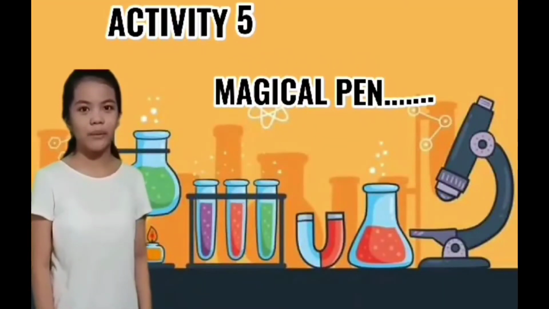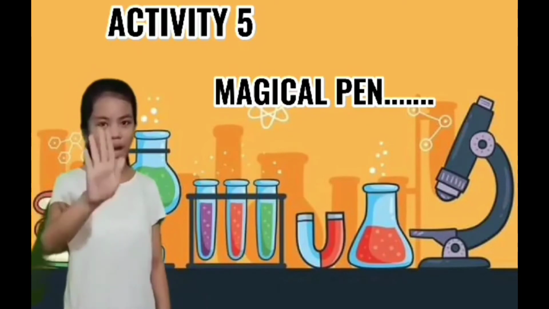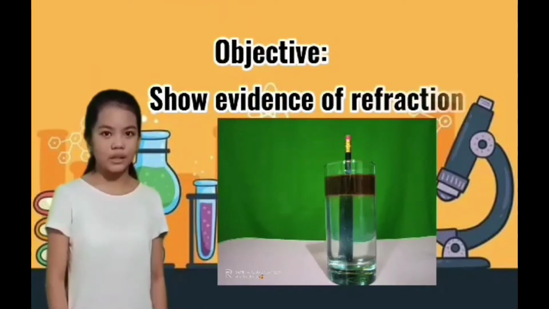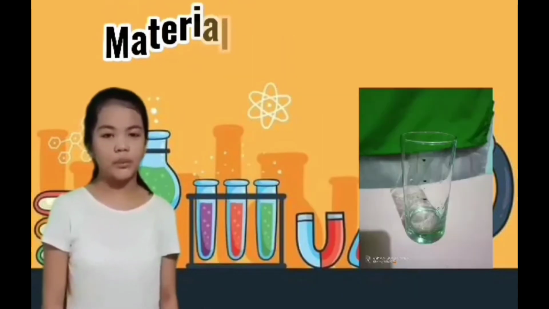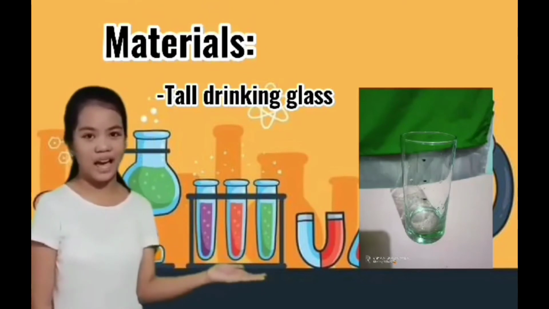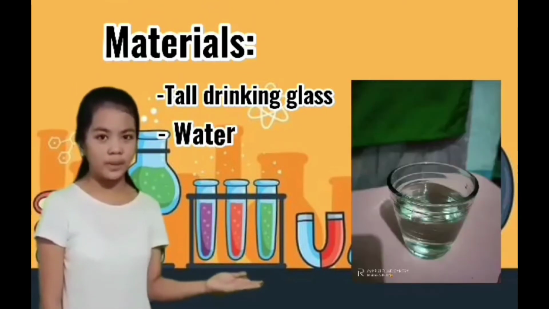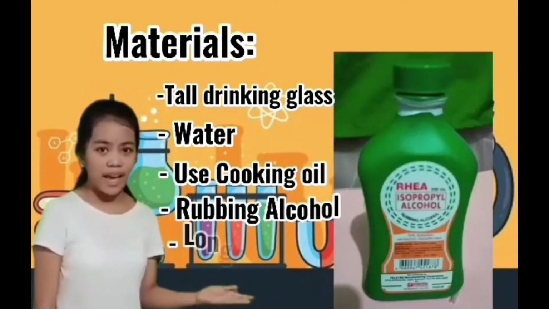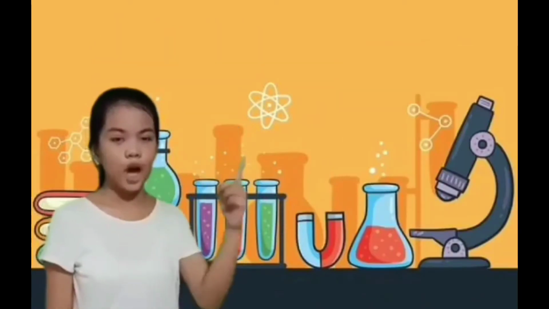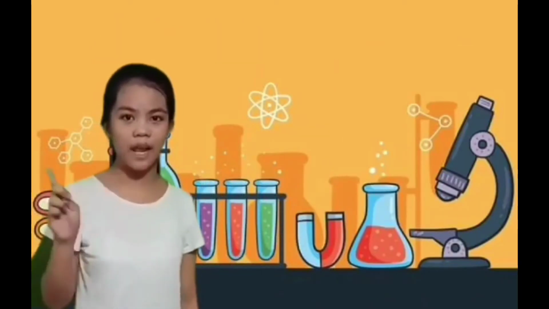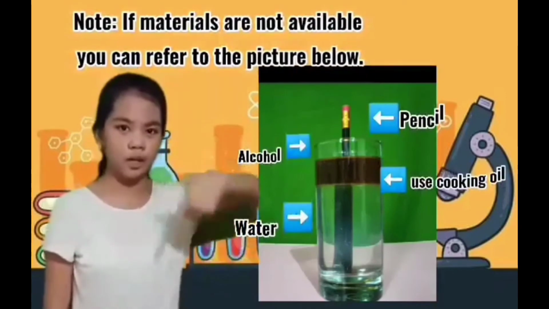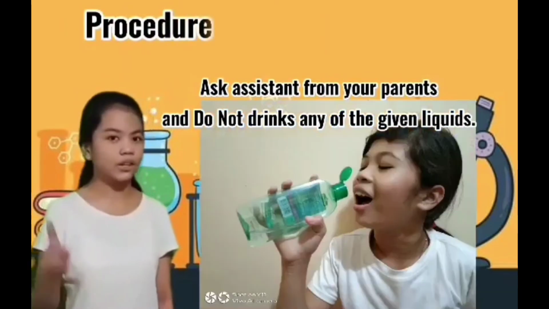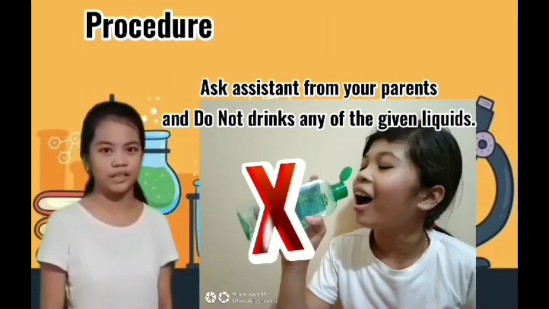Good day, kids! Today we're going to do Activity 5, Magical Pen. Objective: show evidence of refraction. The materials we need are tall drinking glass, water, used cooking oil, rubbing alcohol, and long pencil. Note: if materials are not available, you can refer to the pictures below. Procedure: ask assistance from your parents and do not drink any of the given liquids.